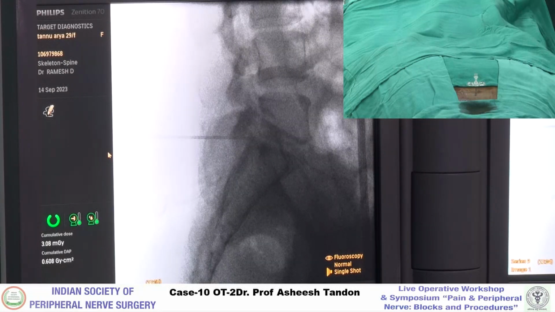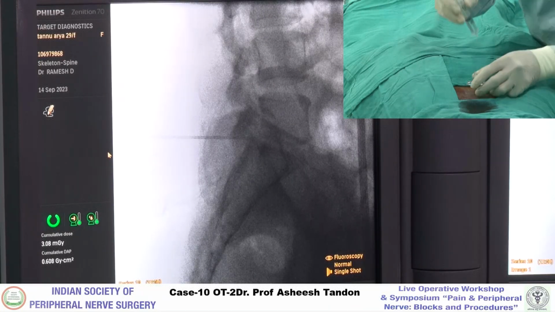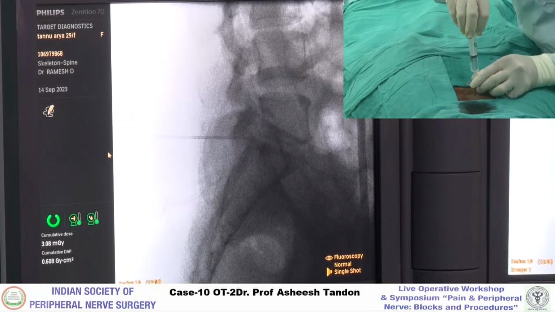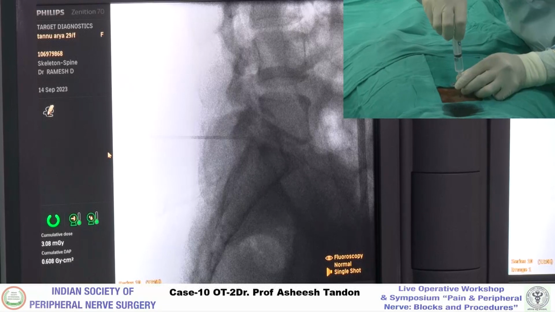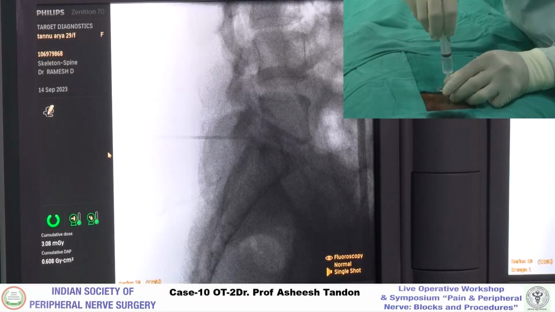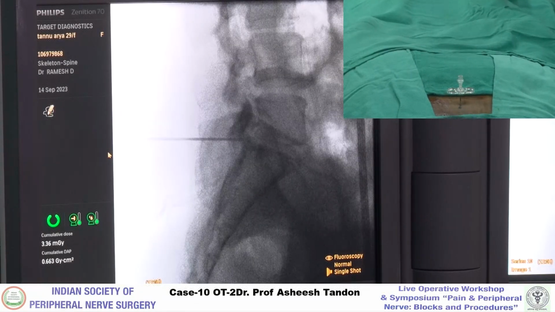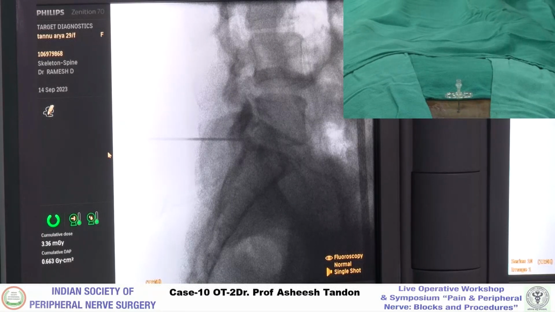Now I'll be injecting the dye. Okay, the dye is flowing. Where do we see the dye? Superiorly. Right. I think inferior again, Deepak, because of the large disc, perhaps the flow is not proper.